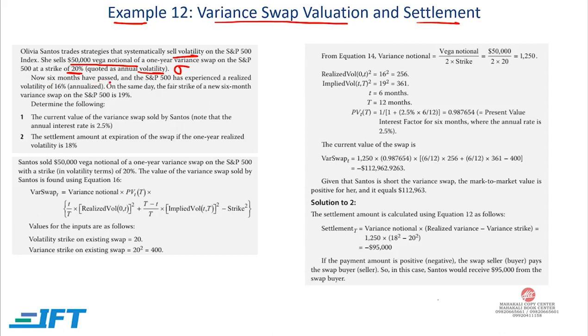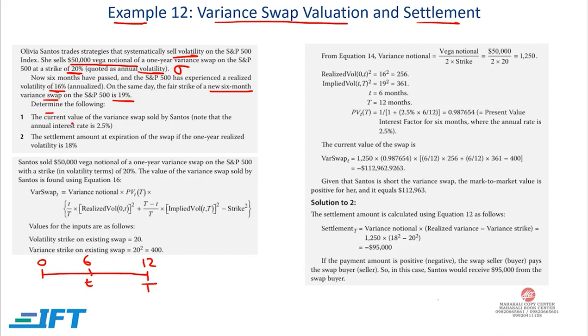Now, 6 months have passed and the S&P 500 has experienced a realized volatility of 16%. On the same day, the fair strike of a new 6-month variance swap on the S&P 500 is 19%. So let's just understand what's going on here. So this is a 12-month swap. We are now at the end of 6 months. So this is actually small t and big T is over here.